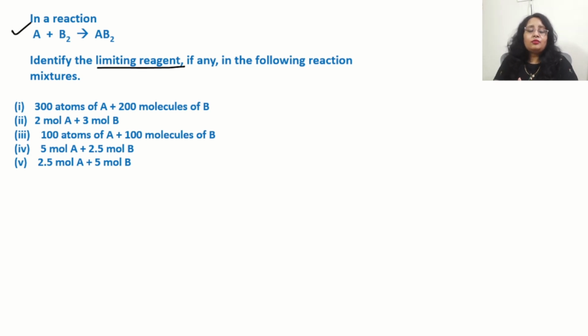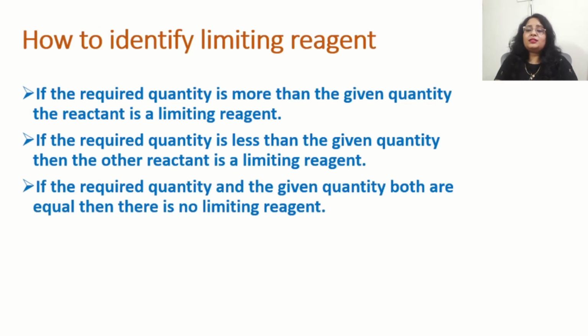So there are a few rules to identify the limiting reagent. These are: number one, if the required quantity is more than the given quantity, then that reactant is the limiting reagent. Second point is, if the required quantity is less than the given quantity, then the other reactant is the limiting reagent. And the third point, if the required quantity and the given quantity both are equal, then there is no limiting reagent. So keeping these 3 points in mind, we will start to solve our question.